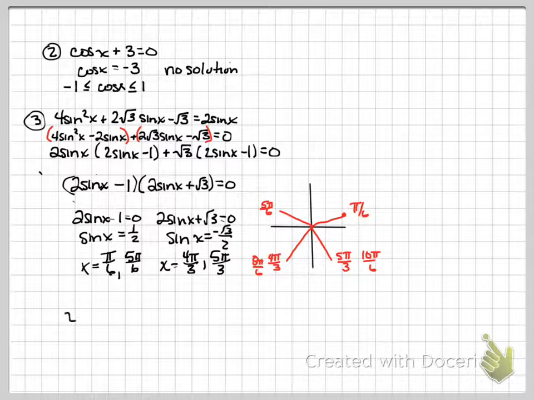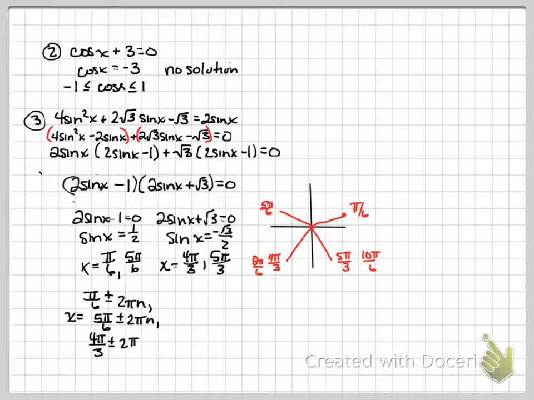So let's just do that. X equals pi over 6 plus or minus 2 pi n, comma, 5 pi over 6 plus or minus 2 pi n, 4 pi over 3 plus or minus 2 pi n, and 5 pi over 3 plus or minus 2 pi n. Okay? And that is number 3.